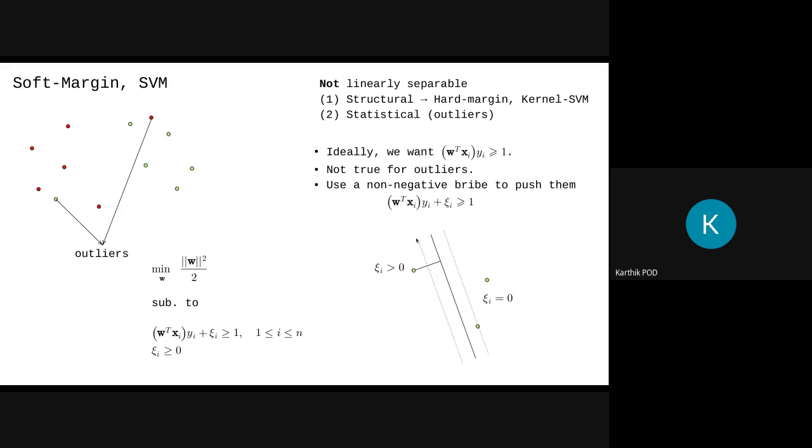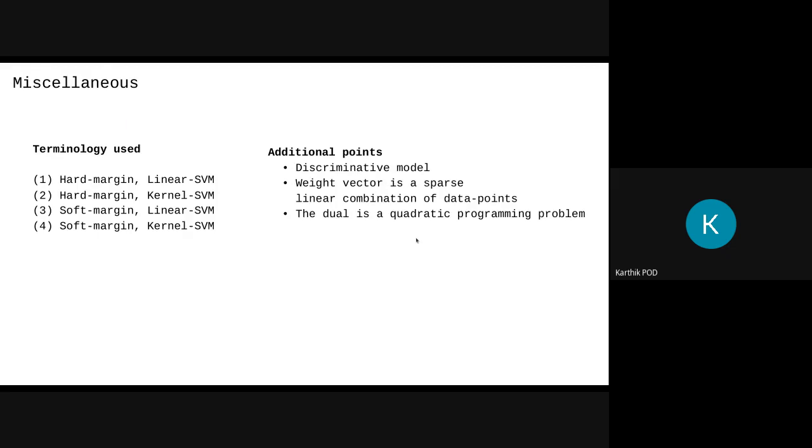Okay, so that is all for week 10. I'll just add a few more things from the exam standpoint. You must know this terminology for SVMs: hard margin linear, hard margin kernel, soft margin linear and soft margin kernel. You need to know when to use what. The rest are all things that you already know. Any questions? If not, we'll move on to week 11.